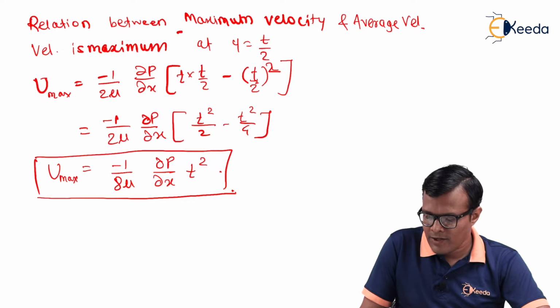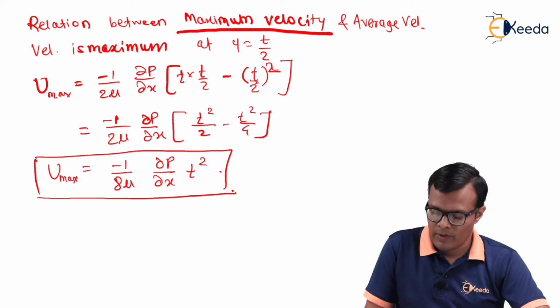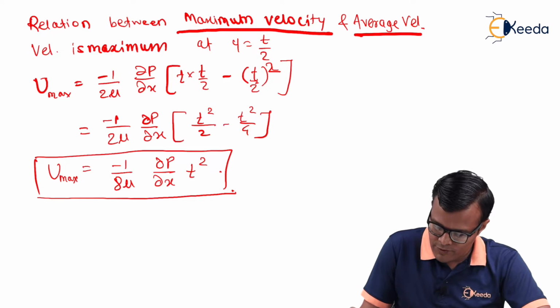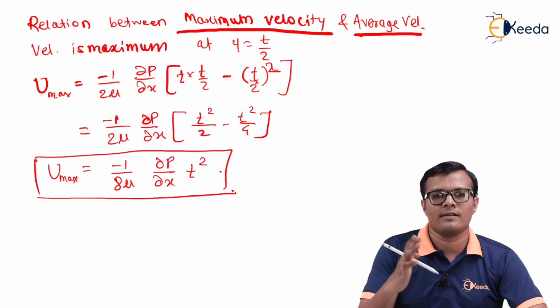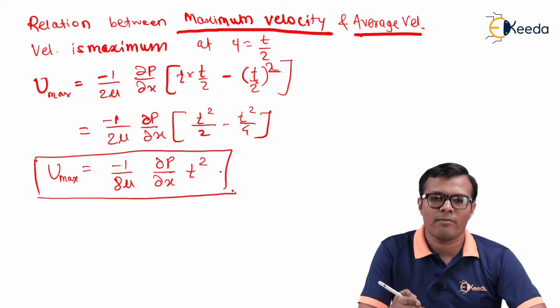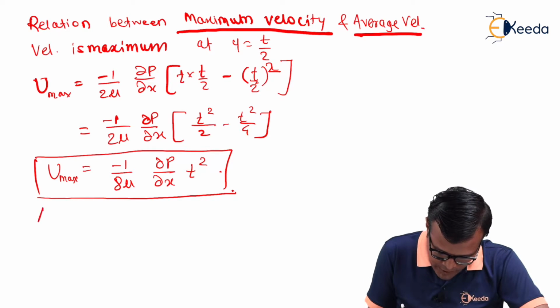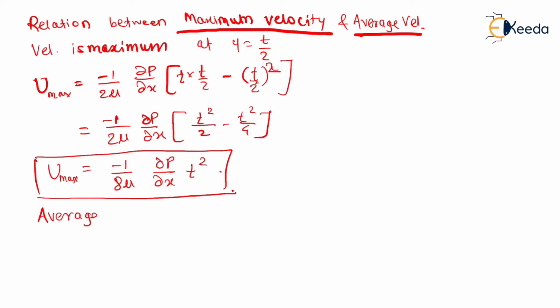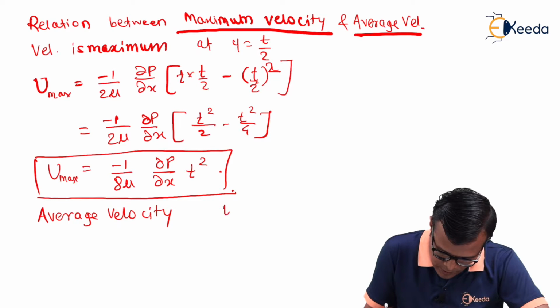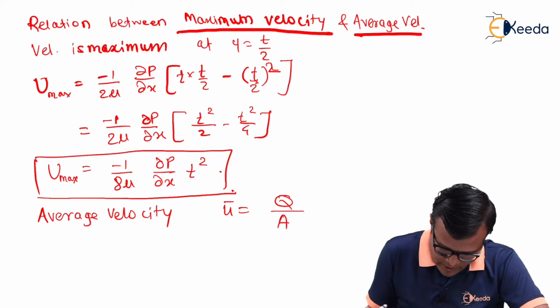We have to find the relation between maximum velocity and average velocity. For that purpose, we will consider total discharge divided by the cross sectional area. So average velocity u bar can be written as this discharge divided by area.